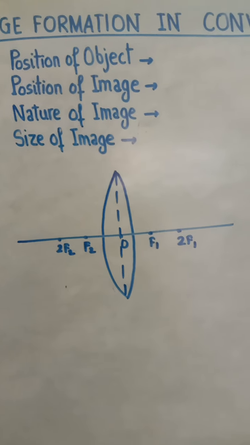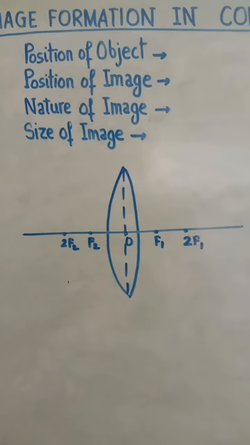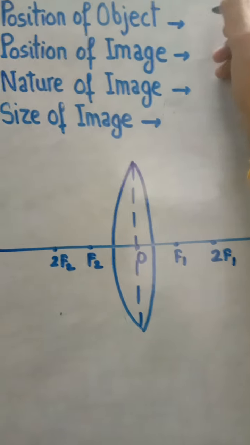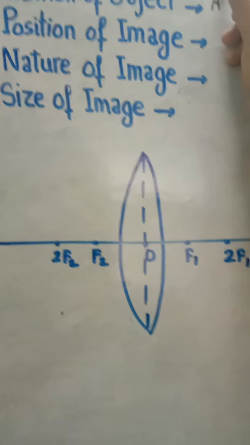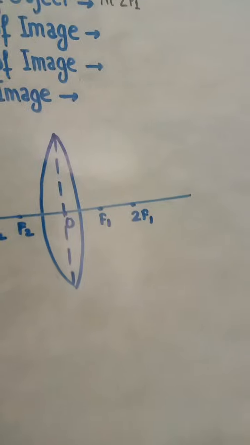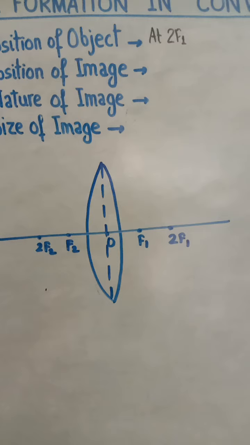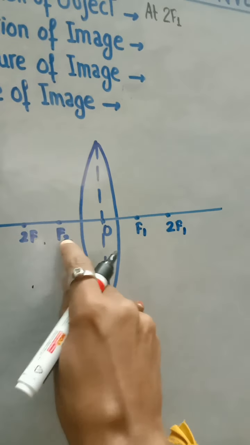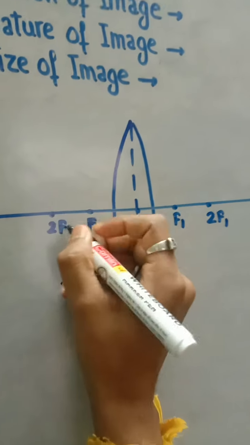Now coming down to the third image formation, we are taking the object at twice F1. Okay, we are taking the object at twice F1. So let me keep this as F1.